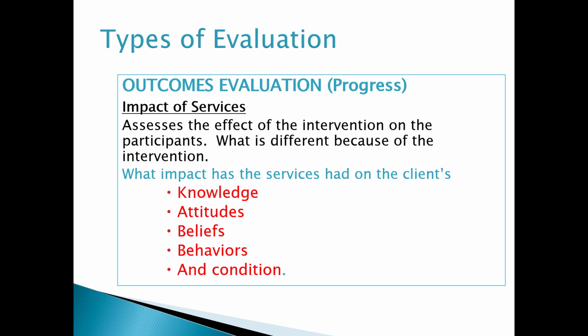Since a summative evaluation is looking at the overall effectiveness of a program, it is similar to an outcomes evaluation, which is looking at the progress or the impact that services had. Typically, when we conduct an outcomes evaluation, we're trying to see whether we were able to impact the client around one of 5 areas: their knowledge, their attitudes, their beliefs, their behaviors, or their condition.